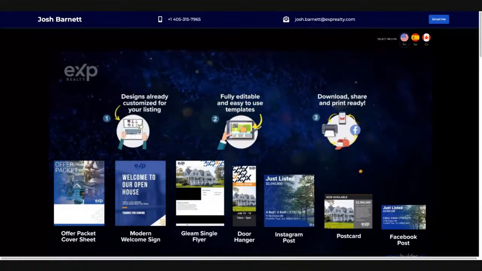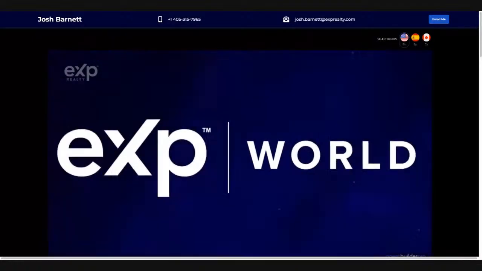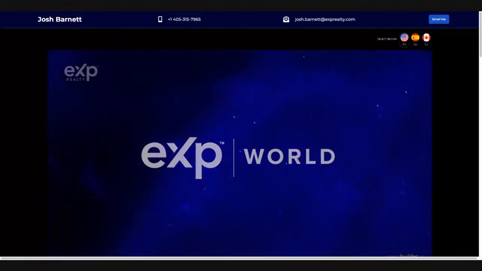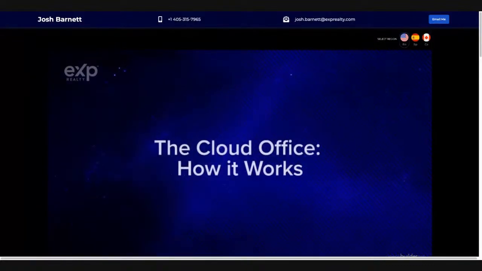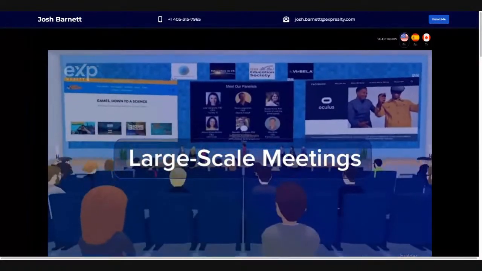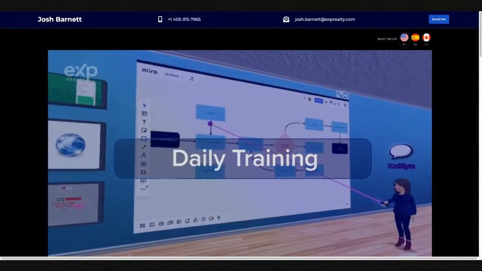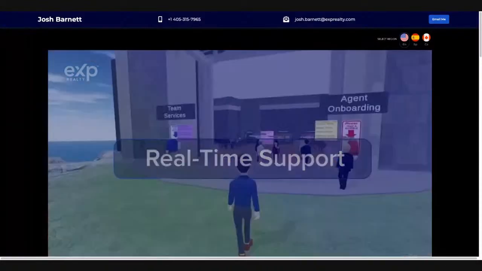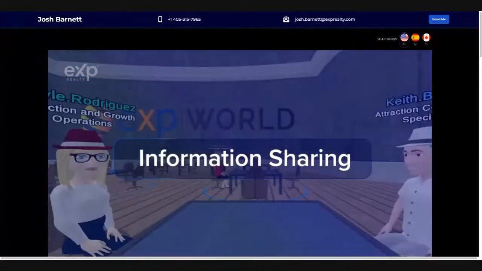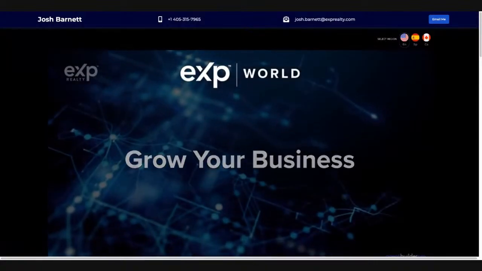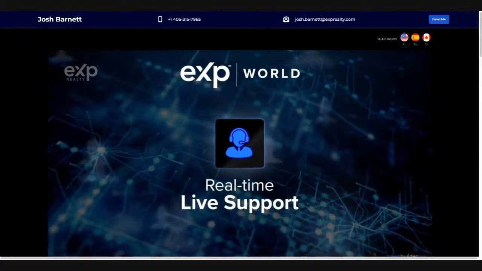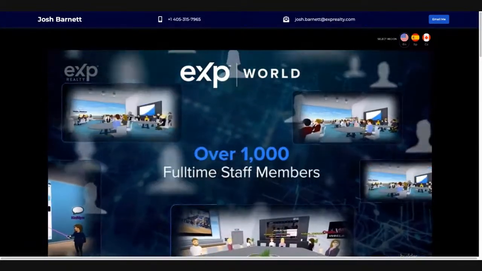Welcome to eXp World, our 3-dimensional virtual cloud-based office environment. Meet, learn, and collaborate with agents and staff from anywhere with an internet connection. Join a meeting or training within a community via your phone, tablet, or computer. In eXp World, agents get real-time live support from our over 1,000 full-time staff members.